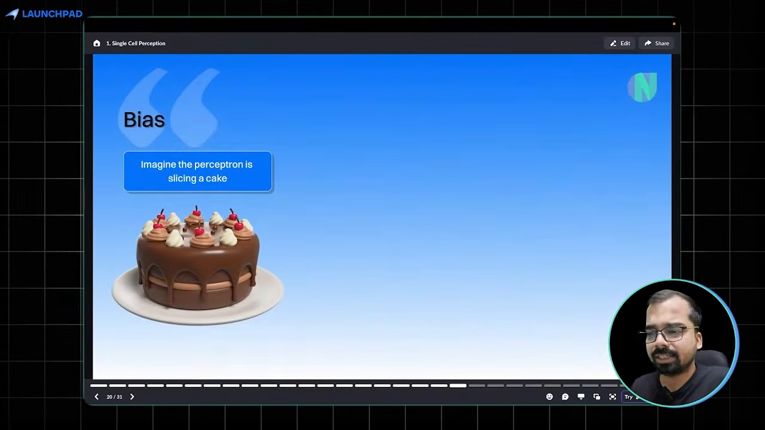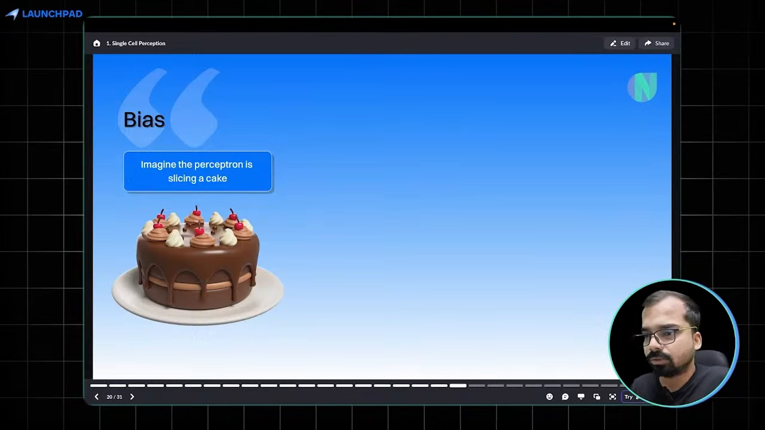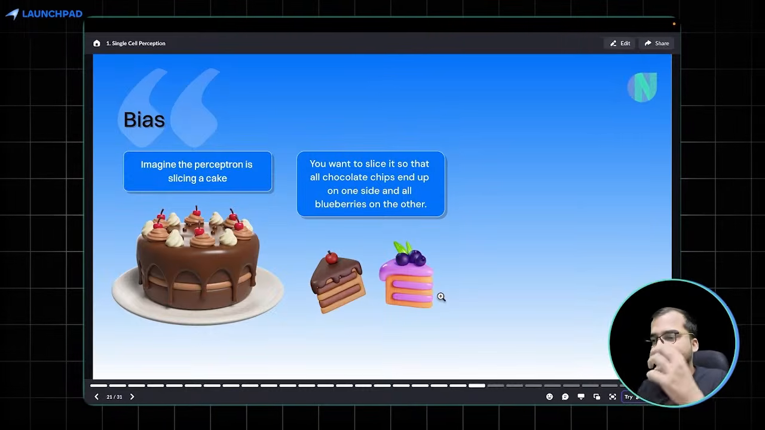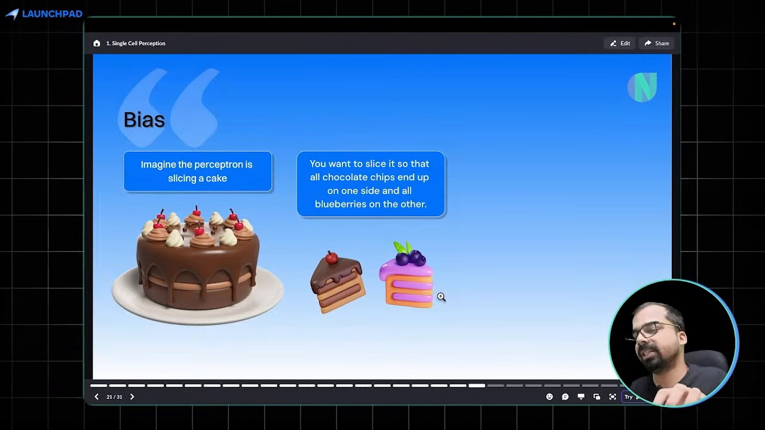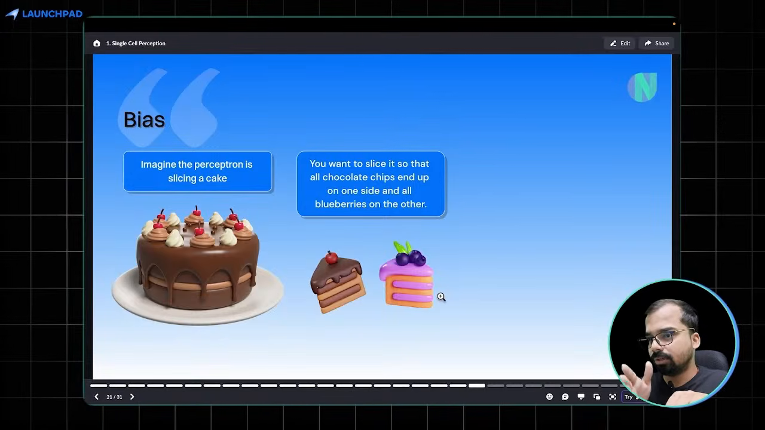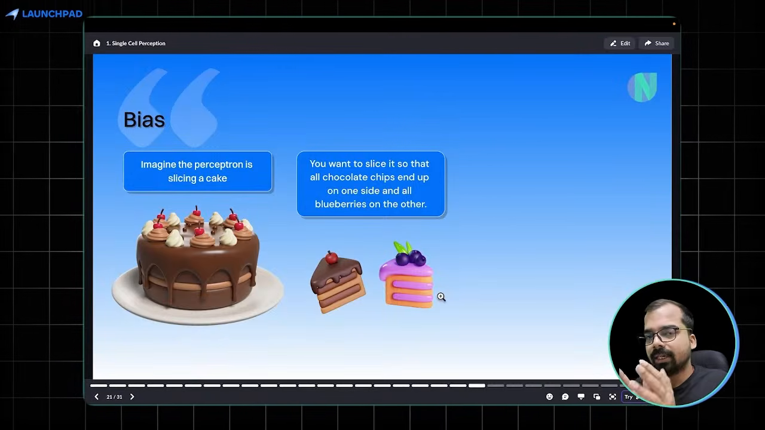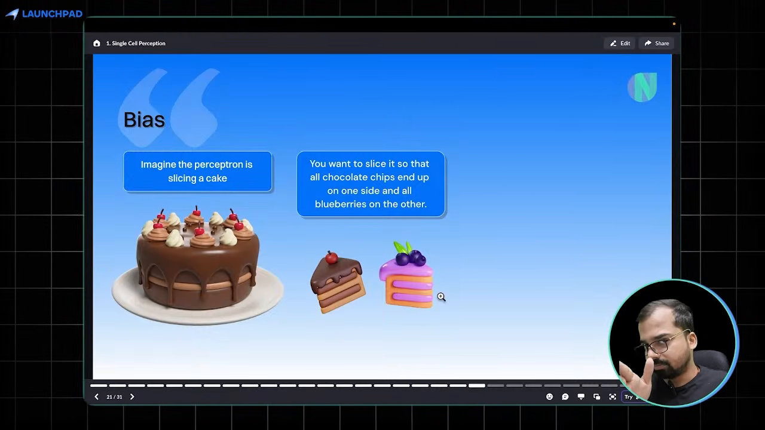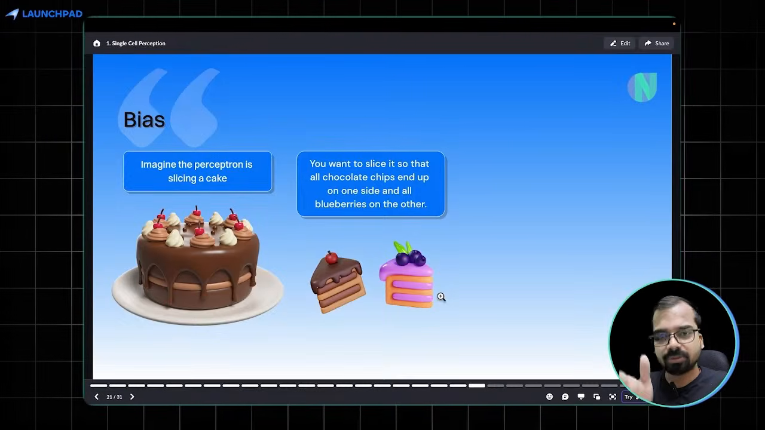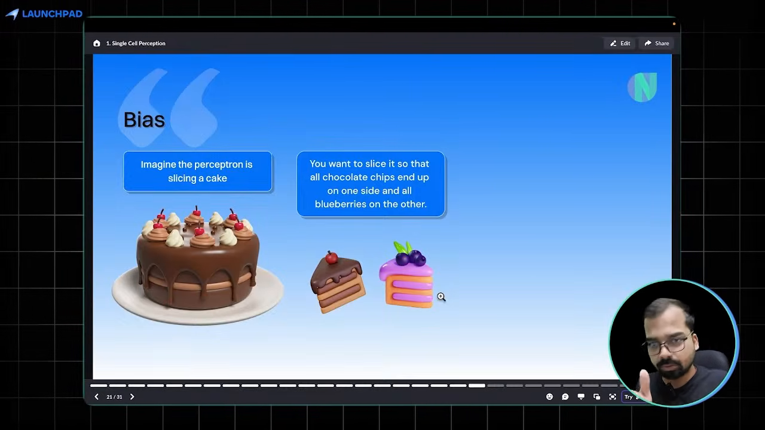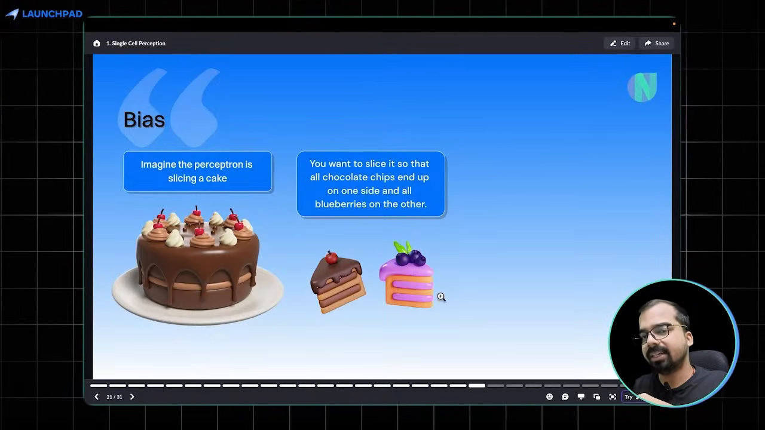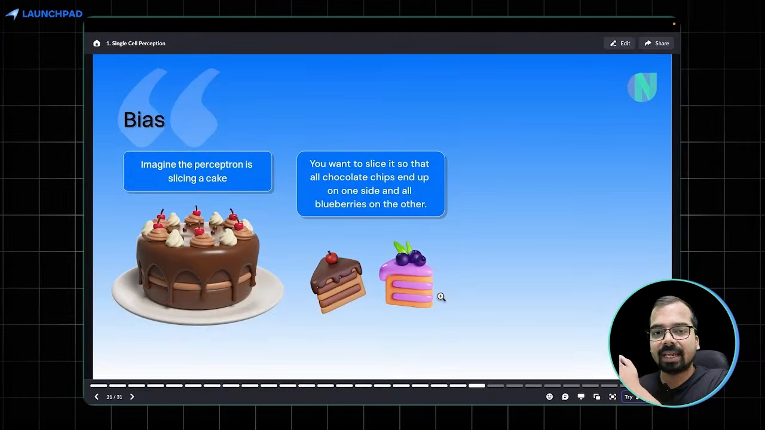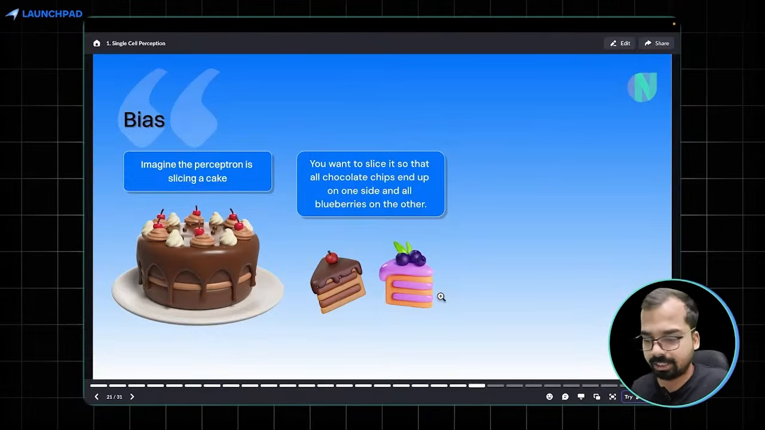So let's take one more example. What is a decision boundary? So understand decision boundary. We can think of it like this: there is a cake and that cake has two sections. One has only chocolate chips, the other has blueberries. And I want to cut that cake in such a way that the chocolate section is separate and the blueberry section is separate, right? So the angle or the position where I'll make the cut to separate these two is actually called the decision boundary. And that decision boundary is actually determined by the weights and biases of my perceptron. All right. I hope this makes sense.